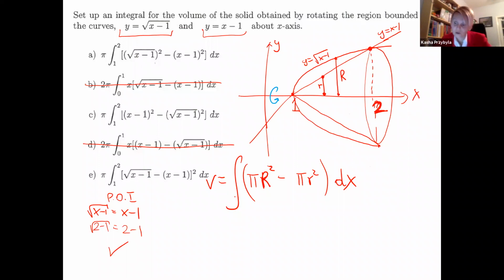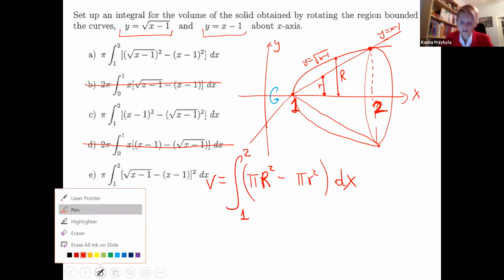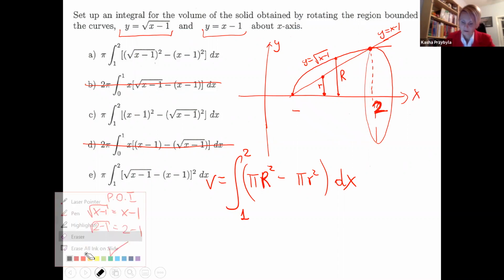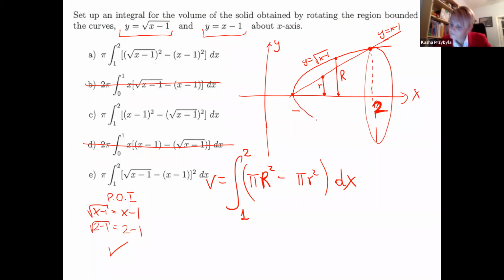And are you okay with the limits of integration from 1 to 2? Since the rotation is about the x-axis, I will be slicing, so I will remove this. Always think about what we are slicing, then we will never make the mistake. Okay, I erase my curve. Now, the outer radius and the inner radius.